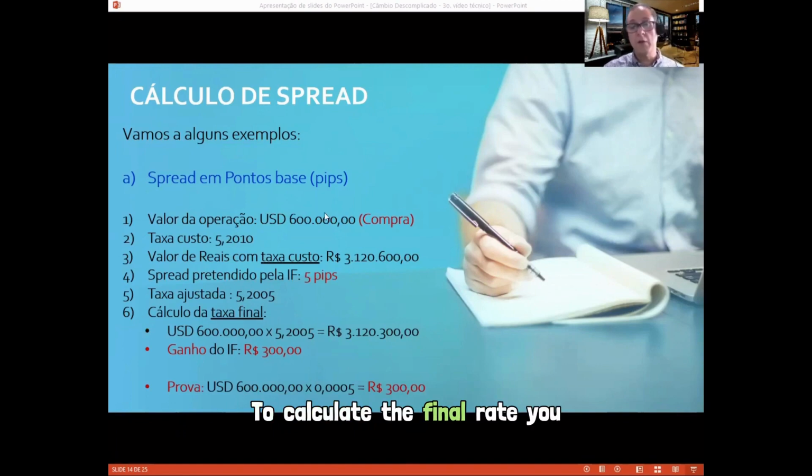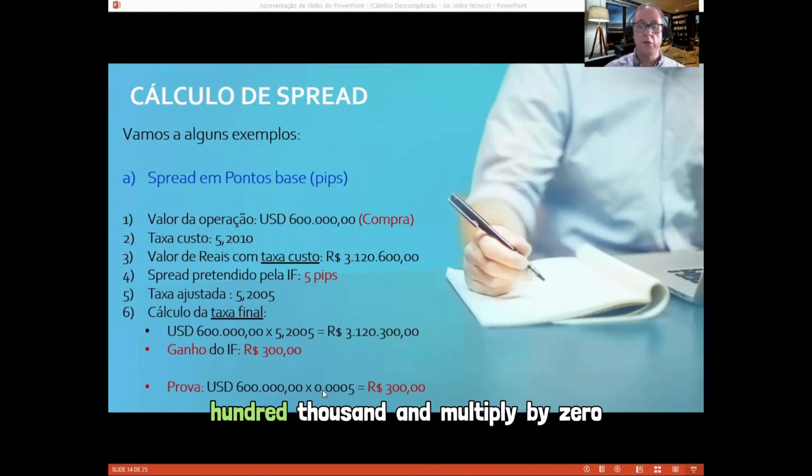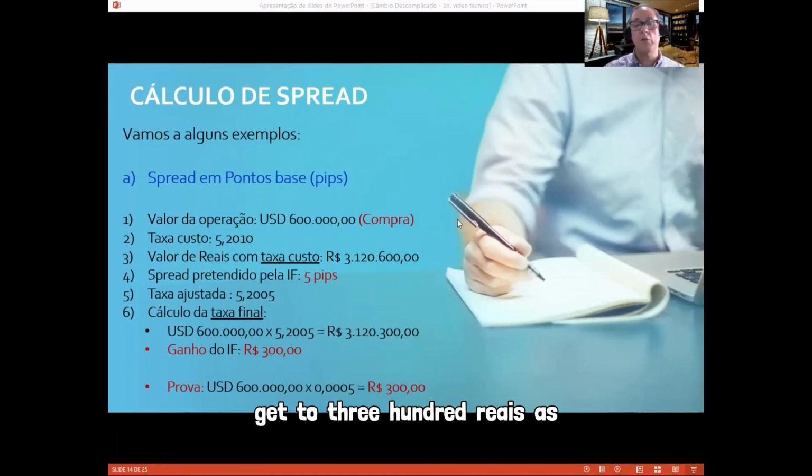To calculate the final rate, you take 600,000 times 5.2005, and you'll get a value in Reais of 3,120,300. The financial institution's profit in this operation was only 300 Reais. As proof, if you take 600,000 and multiply by 0.0005, you'll get to 300 Reais as well.